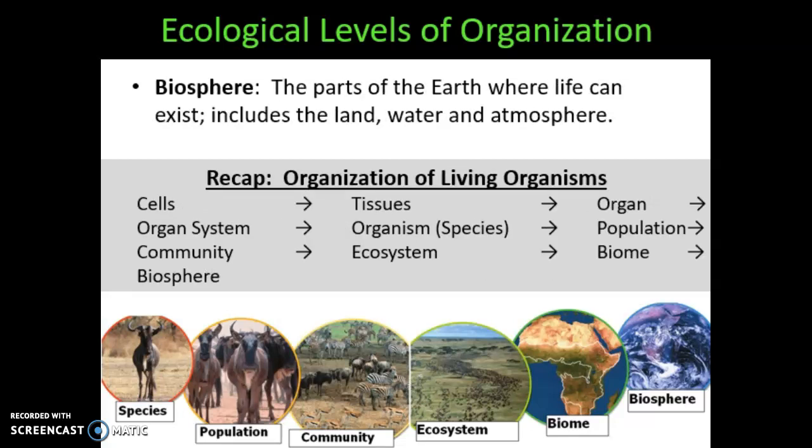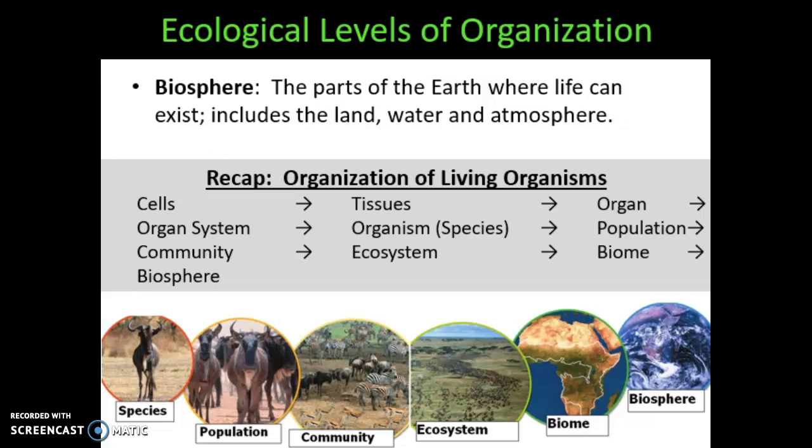Now, if you take all of those biomes and put them together, you basically have the entire Earth where life exists, and that is referred to as the biosphere. So on this planet, we have one biosphere, and it includes all living things. So just to recap the organization of living things.